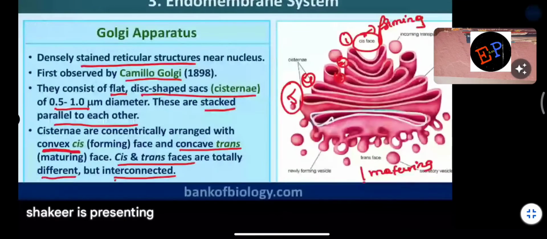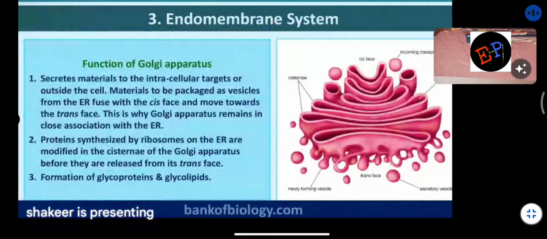Okay. So functions of Golgi apparatus. What are the functions of this Golgi complex? Let us see. First, it secretes materials into the intracellular targets or outside the cell. So this is the first function of the Golgi apparatus. Secretion is also a part of Golgi apparatus. Next, materials to be packed as vesicles. It means this is the manufacturing center of vesicles. So already we studied that for transportation of materials we require vesicles. So where are these vesicles manufactured? Vesicles are manufactured in the Golgi apparatus.